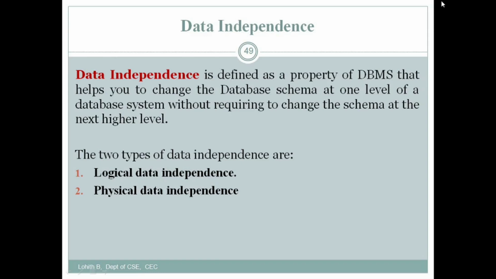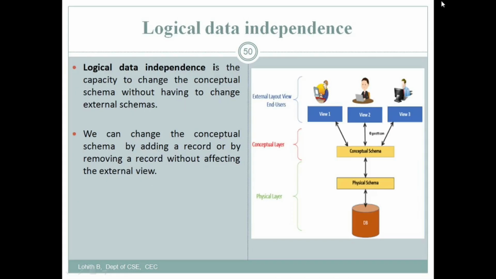There are two types of data independence: one is logical data independence, the other one is physical data independence. Let's see what logical data independence is. It is the capacity to change the conceptual schema without having to change the external schema. So that is called logical data independence. When I say changing the conceptual schema, it might be adding a new record or removing a record without affecting the external view. So let me take a simple example.